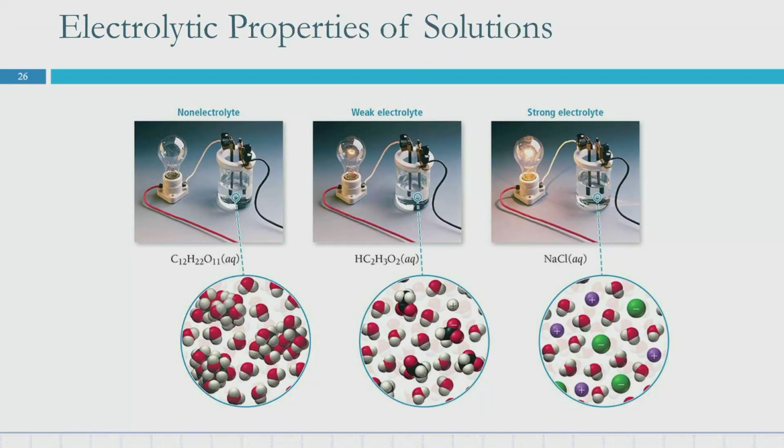Here's a look at non-electrolyte, weak and strong electrolytes. So in a non-electrolyte solution, we don't have any ions being formed in the water, so it doesn't conduct electricity. We can't complete the circuit. A weak electrolyte solution does produce some ions, so it will conduct electricity a little bit, but not very strongly. And then the strong electrolyte solution produces lots of ions, the maximum amount of ions, and so it conducts electricity a lot better.